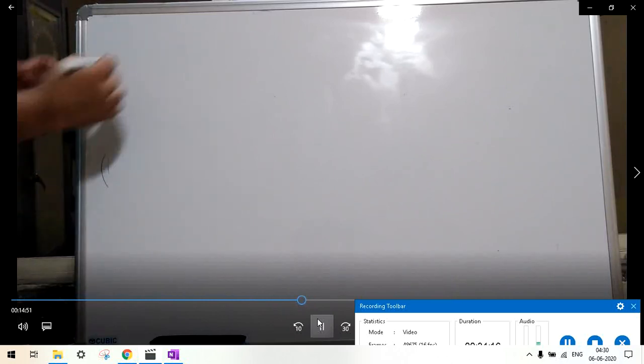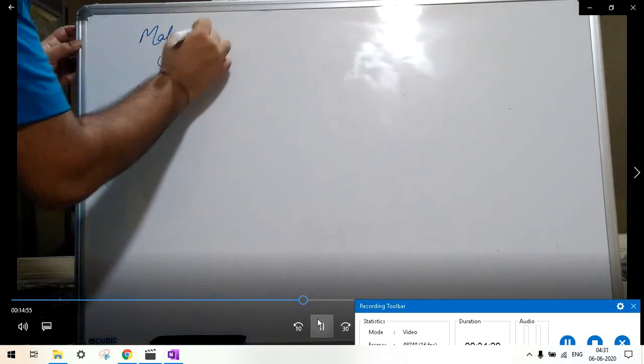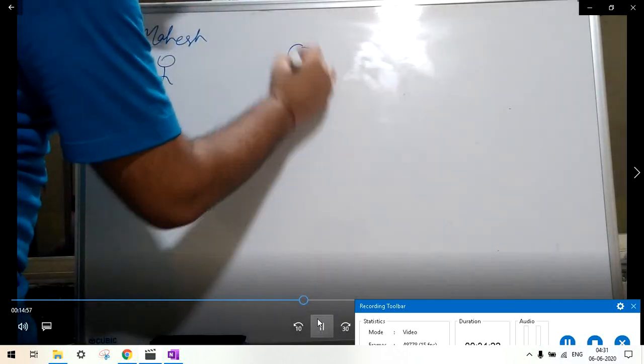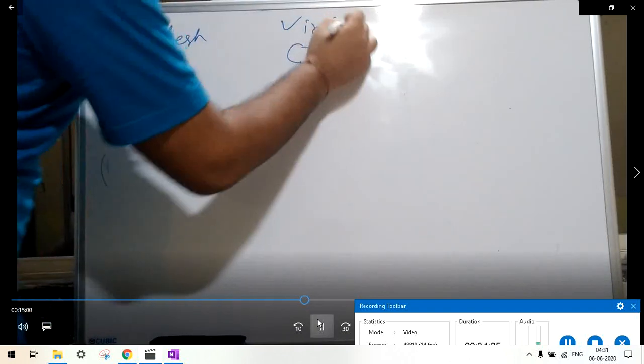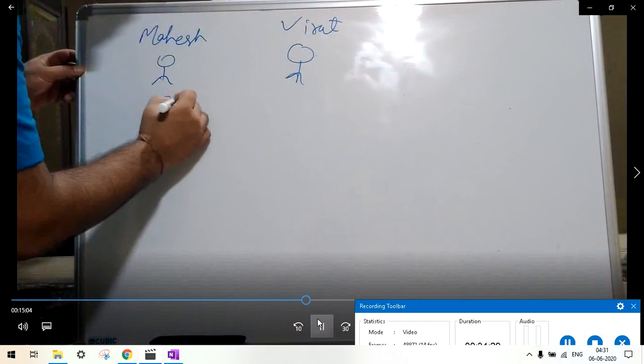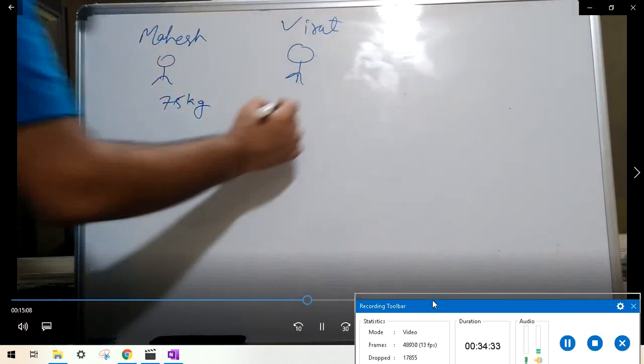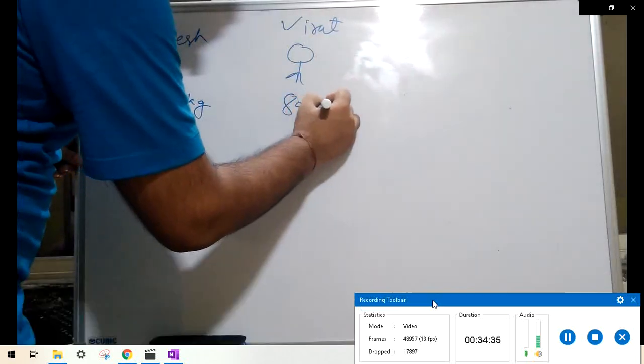One is very simple. Mahendra and Virat are sitting at a distance of 1 meter from each other. Their masses are 75 kg and 80 kg. What is the gravitational force between them? So let's say this is Mahesh and this is Virat. And what are their masses? 75 kg is the mass of Mahesh and 80 kg is the mass of Virat.